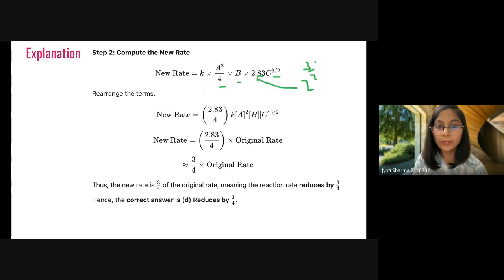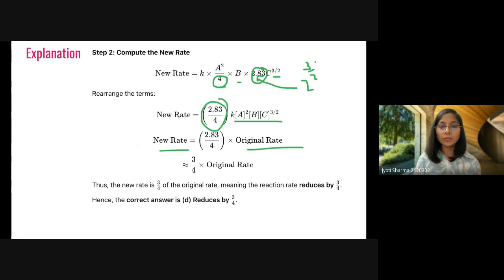Okay, so we will exclude this and this from the equation. This will come out, and this is our original rate. So this is our original rate, this is our new rate, and the new rate is approximately equal to 3 by 4 into the original rate. This is how option D is right, that your new rate is 3 by 4 of the original rate. That means it has been reduced by 3 by 4. So this is how you can solve your question.